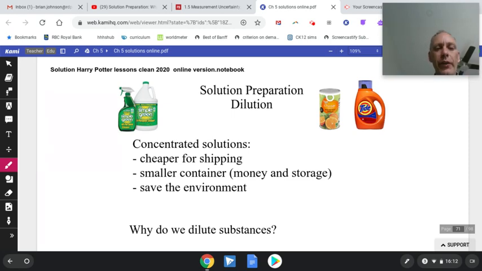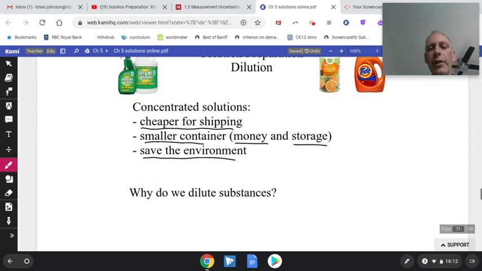So why do we have concentrated solutions? Well, often concentrated solutions are sold because they're cheaper for shipping. They take up less volume, less space, which means if you have a smaller container, you're saving on money and you're saving on storage. Hey, you're even saving on the environment. Anytime you can ship less volume, it's cheaper, less gas, it's better for everything.